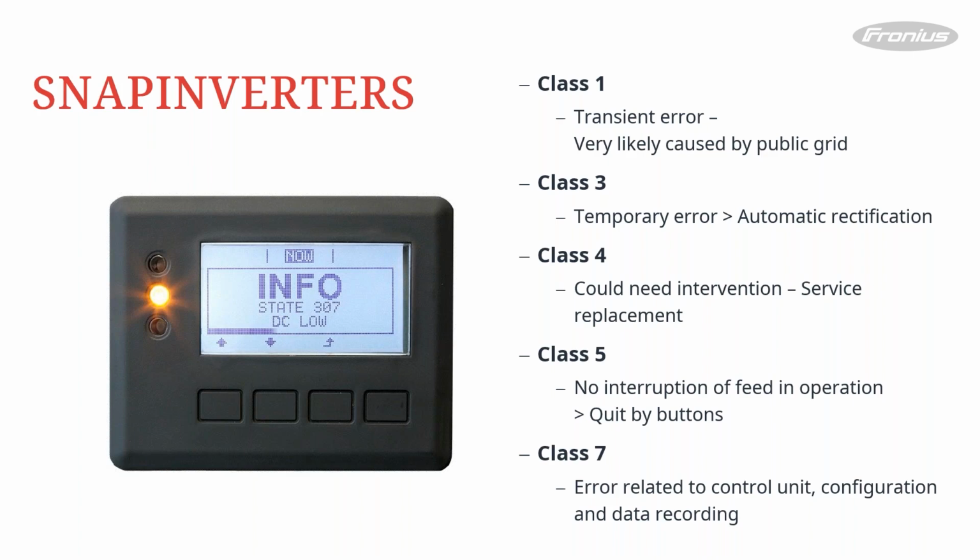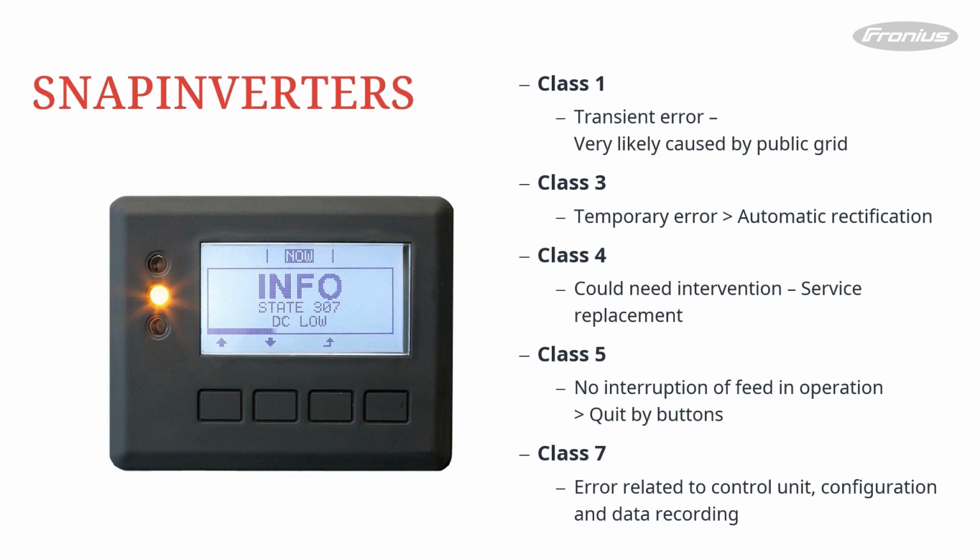So it could be a fan that's not spinning properly, or something that's stuck onto the fan, and it may require some intervention. So it basically doesn't interrupt the feed-in operation. And a state code starting with 7 could be related to the control unit, or it could be a software-related issue as well. So that's just an overview of the state codes that could occur on a Snap inverter.